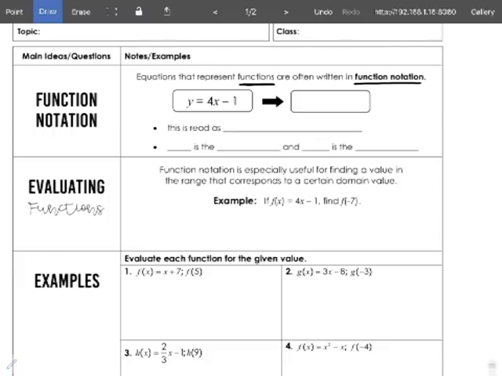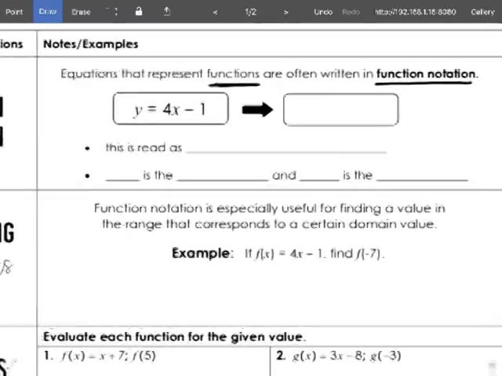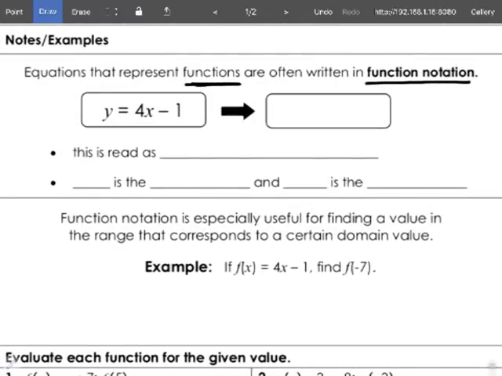Function notation looks like this. It's the same thing, except instead of writing y, we're going to write f of x. That's how you say that, f of x. Now that's not multiplication. This is exactly the same thing as writing y. It's just a different notation or a different form. It says f of x when you read it, equals 4x minus 1.